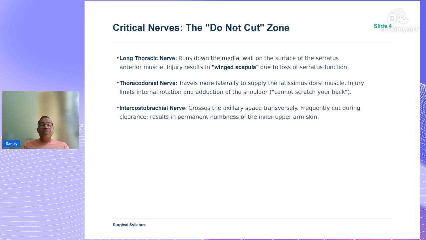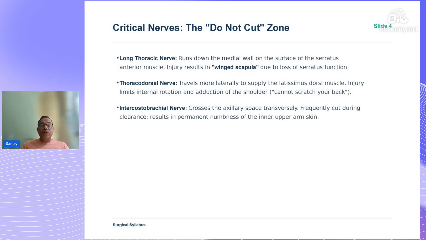Now, there are certain important critical nerves, the do not cut zone in the axilla, which as a surgeon you should be very, very careful about. The three important nerves which are important to be preserved, because any accidental transection of these nerves can lead to a lot of complications subsequently. So we have a long thoracic nerve which runs down the medial wall on the surface of serratus anterior. The injury results in winged scapula, the loss of serratus anterior function.